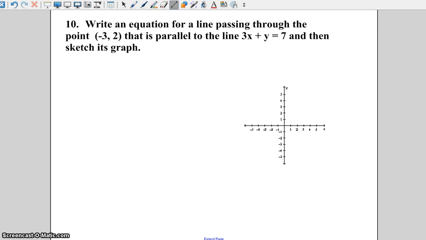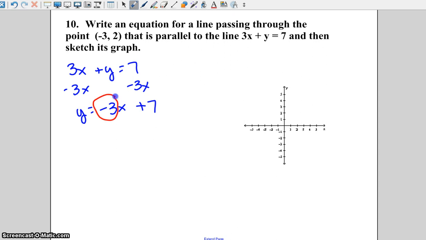Number 10, write an equation for a line passing through the point -3 2 that is parallel to the line 3x plus y equals 7, and then sketch its graph. First thing you need to do is find the slope of 3x plus y equals 7. So subtract 3x from both sides. Y is equal to -3x plus 7, and that means the slope of this line is -3.